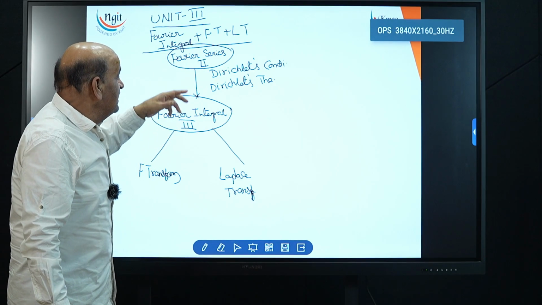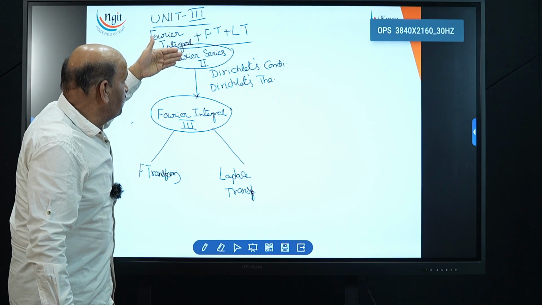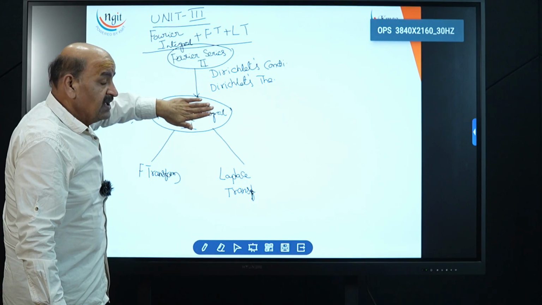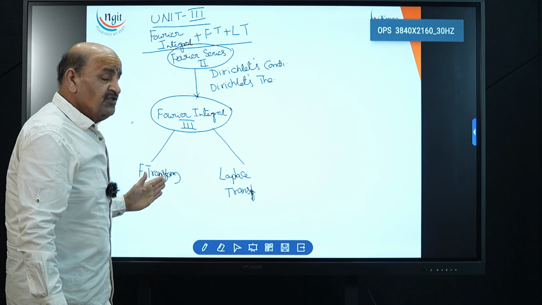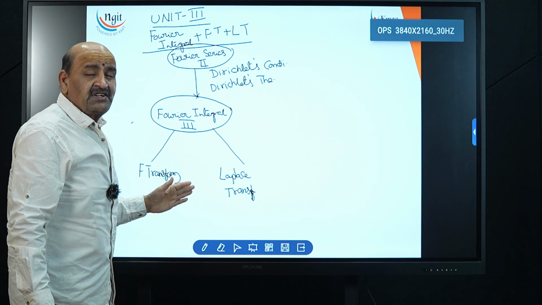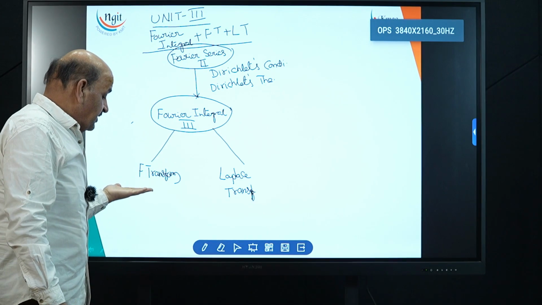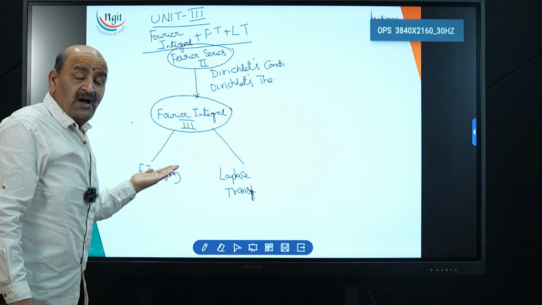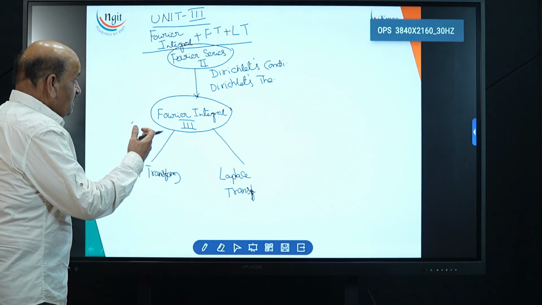Students have to remember the connectivity or dependency between Fourier series and Fourier integral. Without Fourier series, there is no question of Fourier integral. Without Fourier integral, there is no question of transformations or transforms. There are many kinds of transforms, but as far as the syllabus is concerned, we are concentrating mainly on Fourier transforms and Laplace transforms only. Okay, this is the concept.